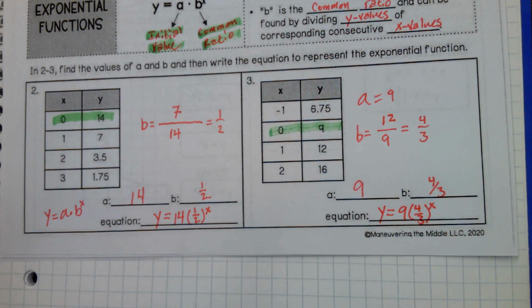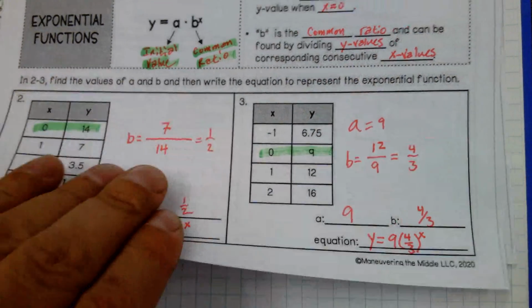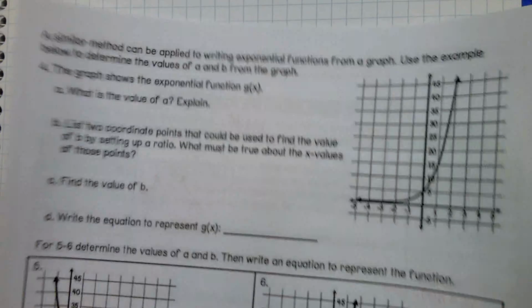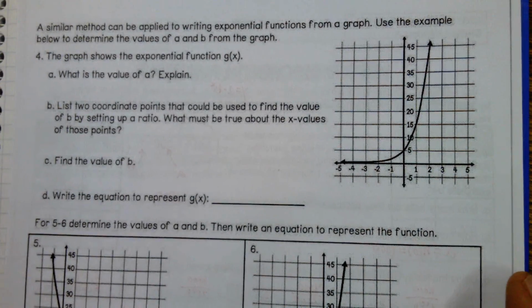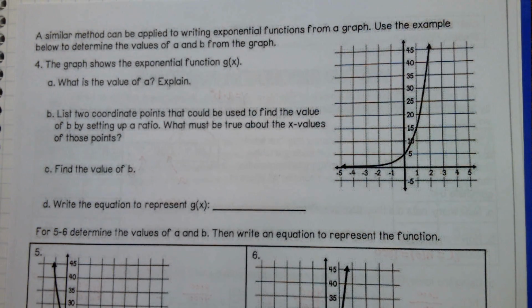All right, guys. Let's move on to number 4. You guys ready? All right, let's take a look. It tells us that a similar method can be applied to write exponential functions from a graph. Use the example to determine the values of a and b from the graph. The graph shows the exponential function g of x. So this is g of x.